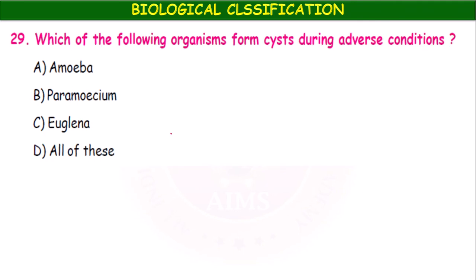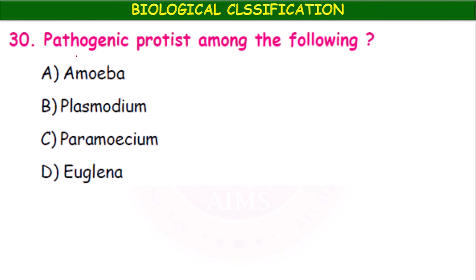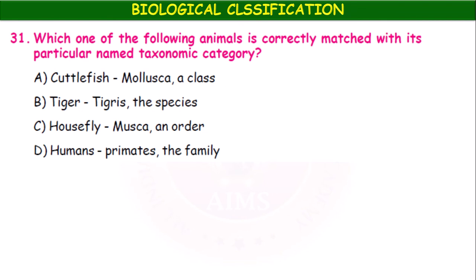Which of the following organisms form cysts during adverse conditions? Which one? Amoeba, Paramecium, Euglena, all of these. So, most of the protozoans form the cyst during unfavorable conditions. Okay, all of these. Pathogenic protist among the following: amoeba, Plasmodium, Paramecium, Euglena. So, Plasmodium causes malaria, it is a pathogenic protist.